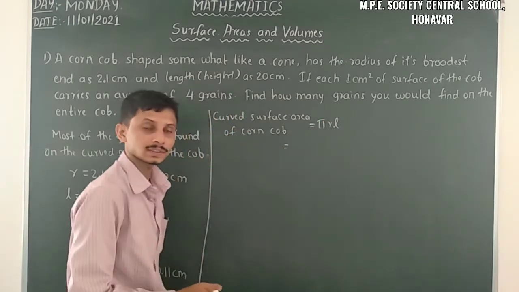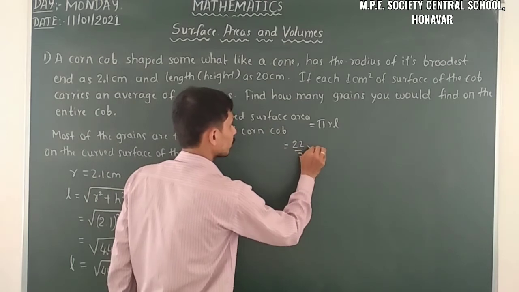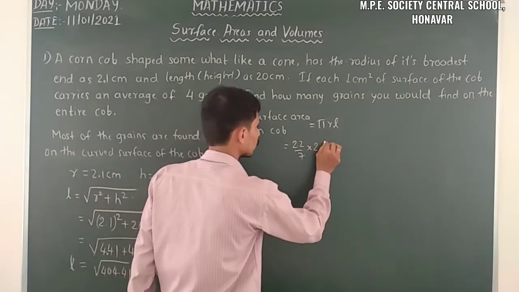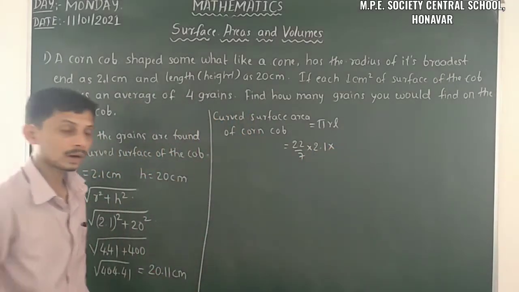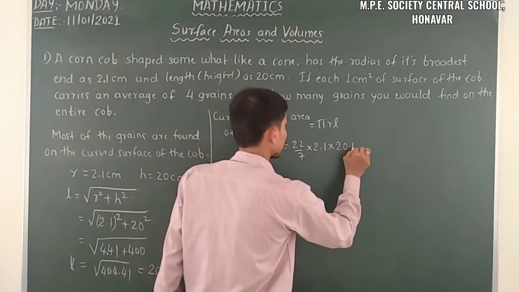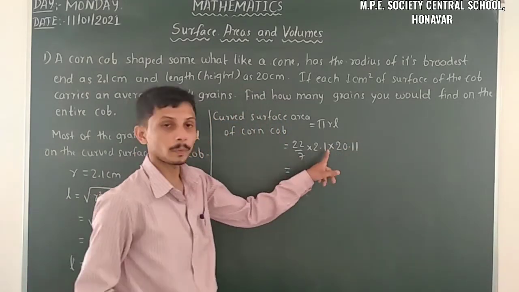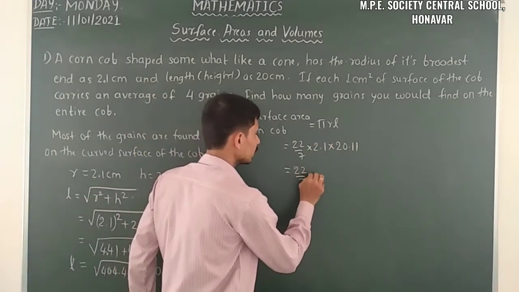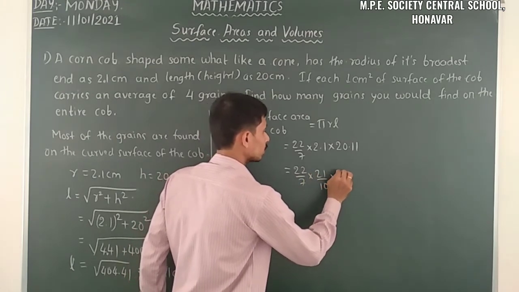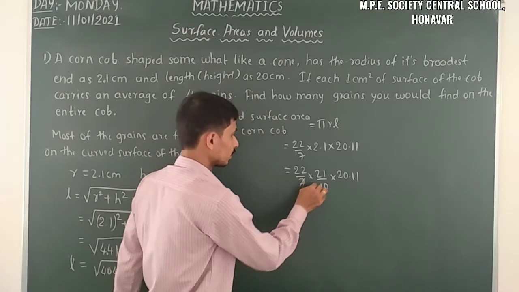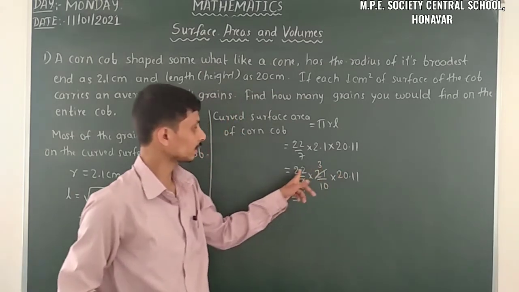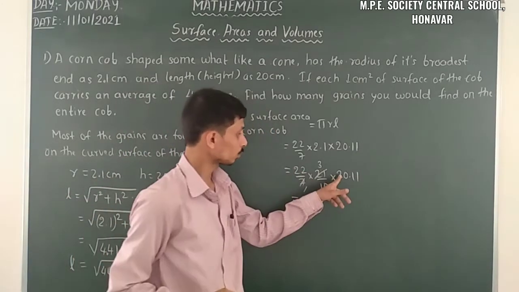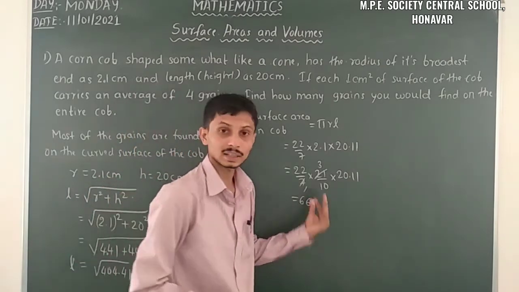The value of pi we can take as 22/7, the value of r is 2.1 centimeter, and the value of L is 20.11. Here 2.1 we can write as 21 by 10. So it is 22 by 7 into 21 by 10 into 20.11. Cancelling 7 into 1 and 7 into 3, we can take it as 3 into 22, that is 66. Here 20.11 divided by 10 we can simplify again to 2.011.